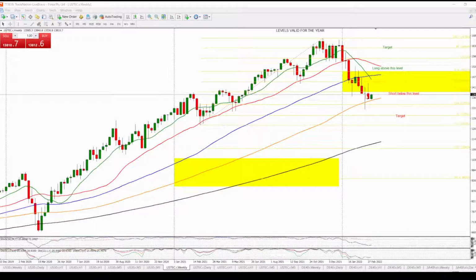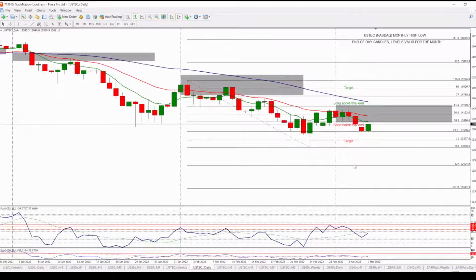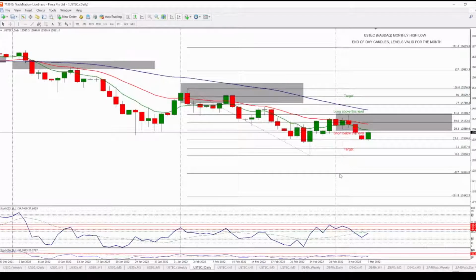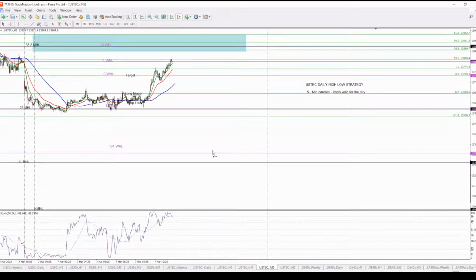Okay, so we're sitting there. Resistance being quite strong for the week, the 38.2, 23 being support. Monthly high low, so end of day candles, resistance clear, 38.2 US tech. Let's take that through to the 5 minutes.